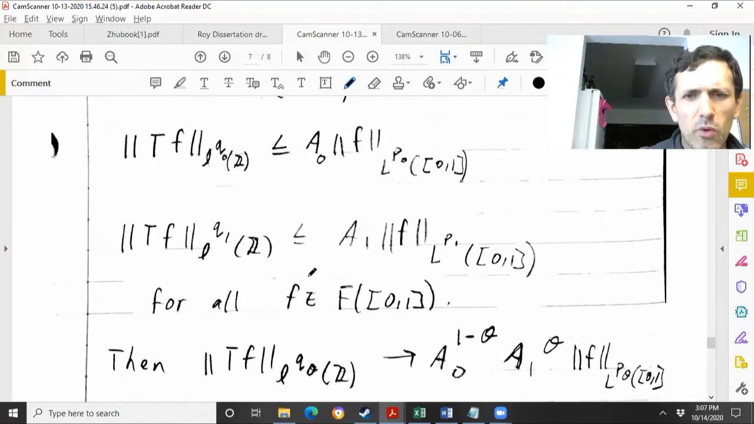That we have this norm bound for the interpolated L^q_θ and L^p_θ norms. And we're interpolating between this Q0, P0 norm bound and this Q1, P1 norm bound.